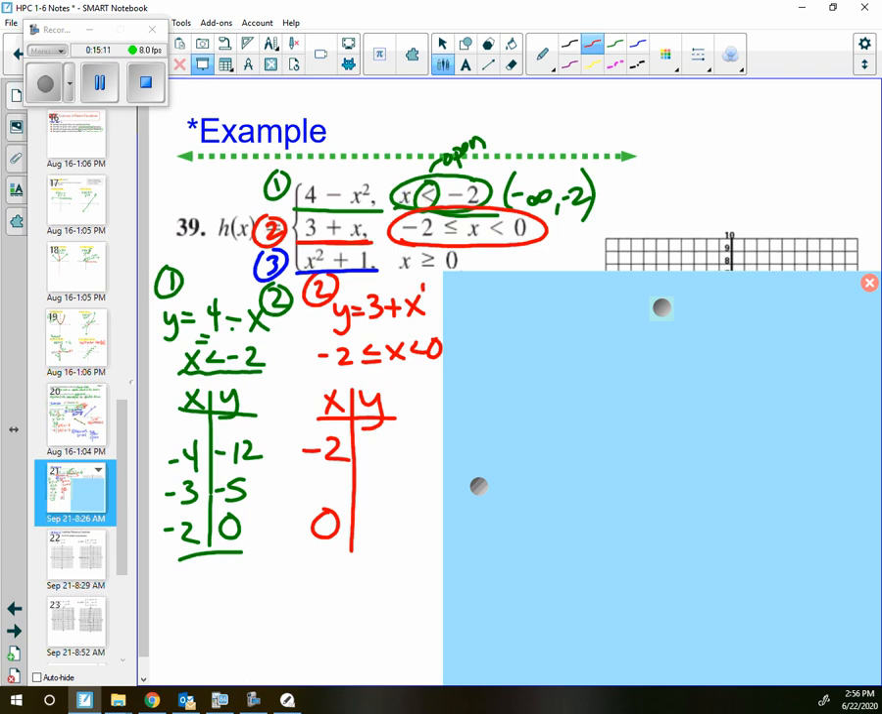So I just need to put in -2 for x. So 3 plus -2 would be 1. And then put in 0. So 3 plus 0 would be 3. So I know what the endpoints are.